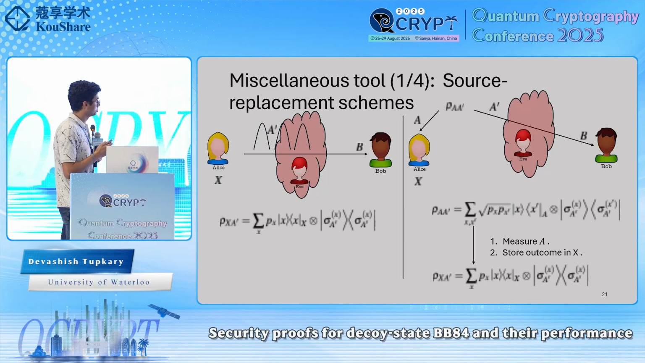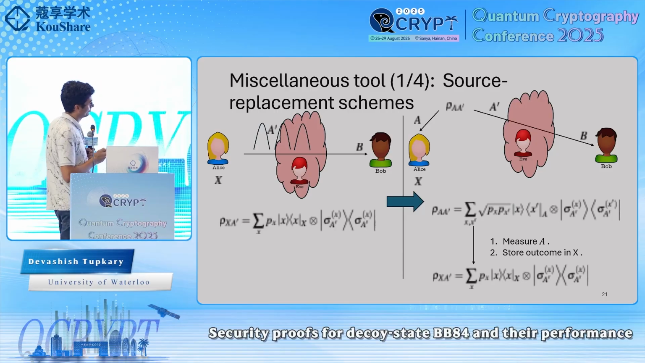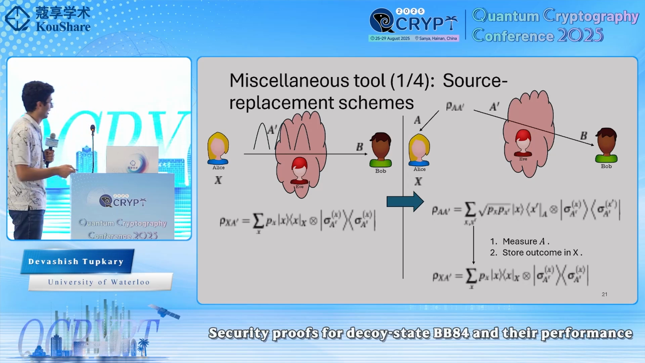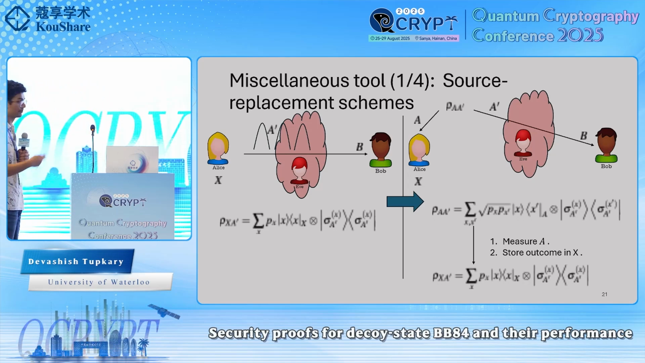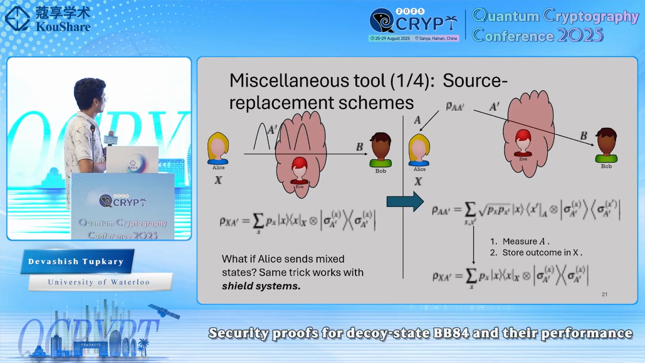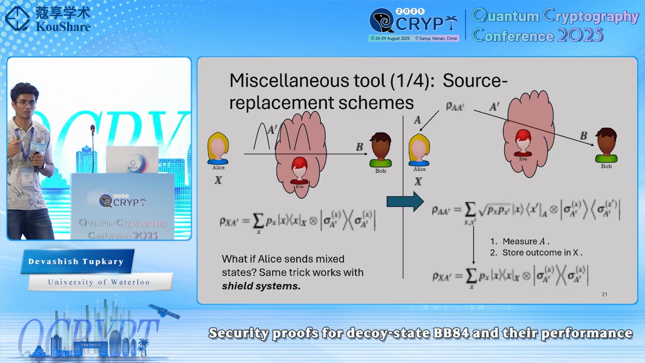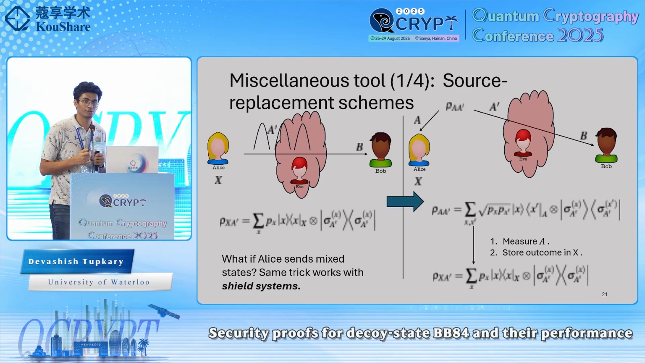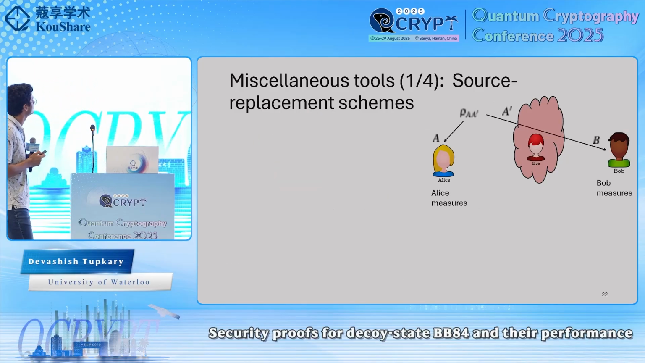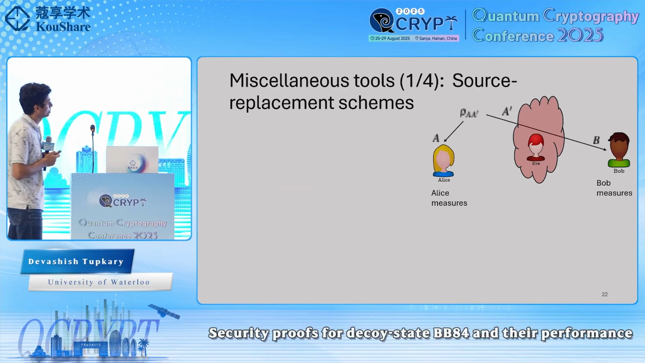Okay, this is nice. So instead of thinking of the left-hand side scenario, we can think of it as the right-hand side scenario, where Alice is not preparing states, she's just doing measurements. What if Alice wants to send mixed states and not pure states? Basically, the same trick works. You have to include these things called shield systems, but I don't want to go into them right now.